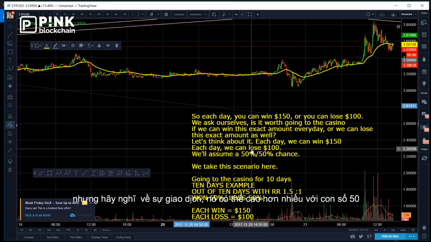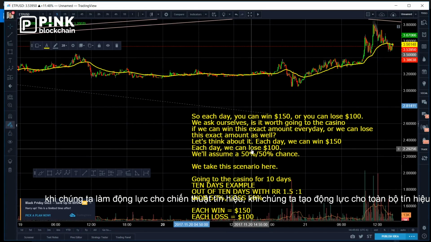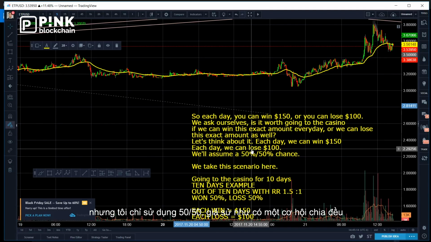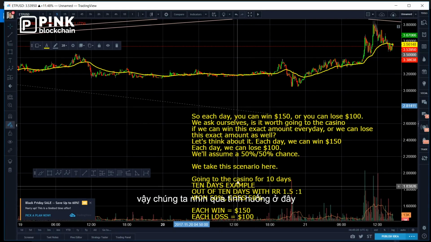But the thing about trading is that it can be much higher than 50-50, right? In terms of how you can win, because we've got technical indicators. When we factor in technical indicators, overall indicators, candles, strategy and patterns, it's going to be much higher than 50% depending on your skill level. But I'm just using a 50-50, assuming that there's an even split chance, all right? So we take this scenario here.